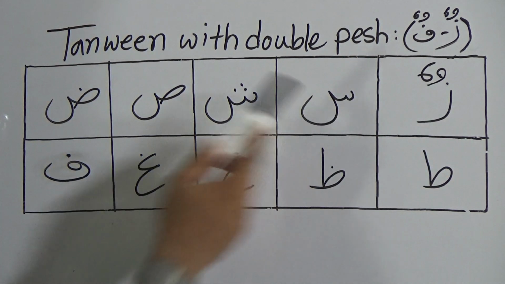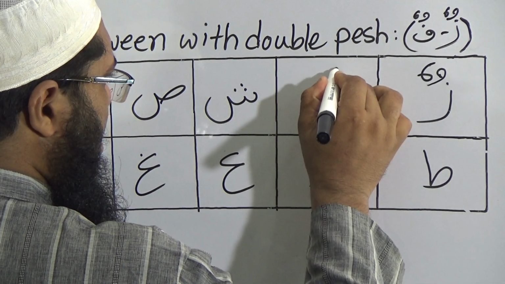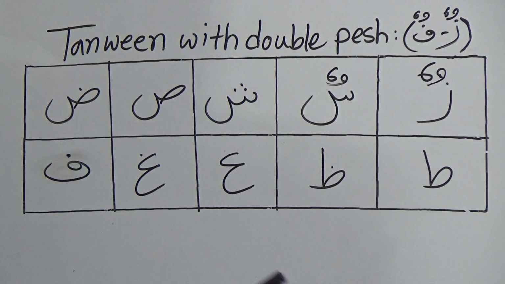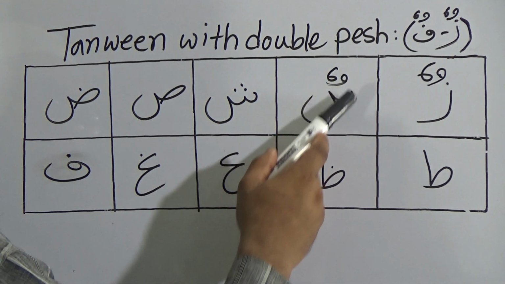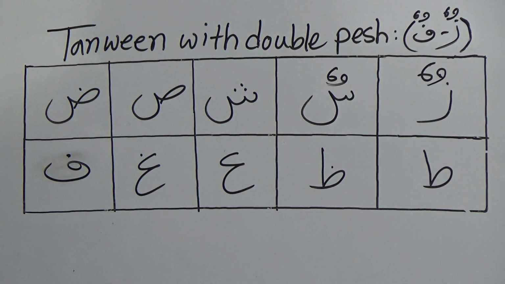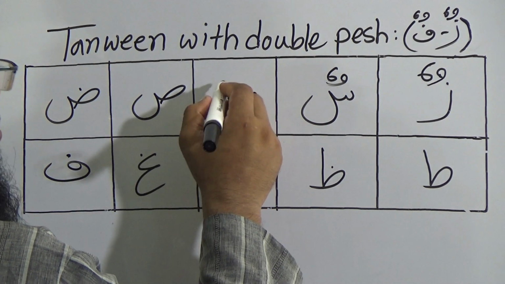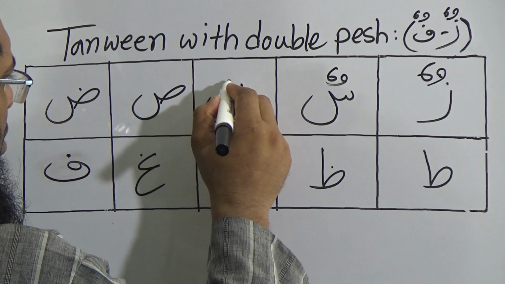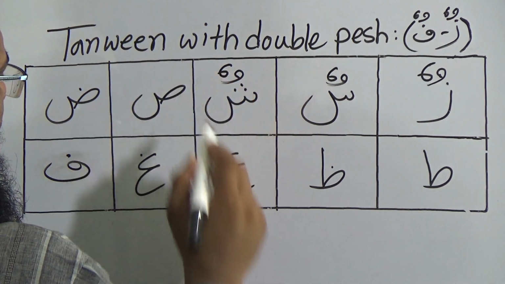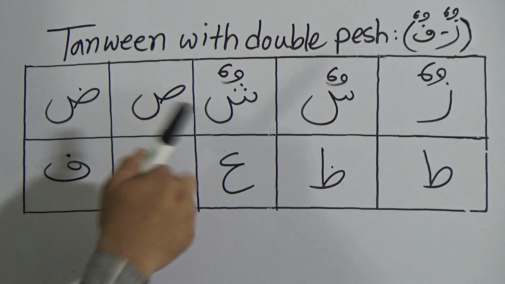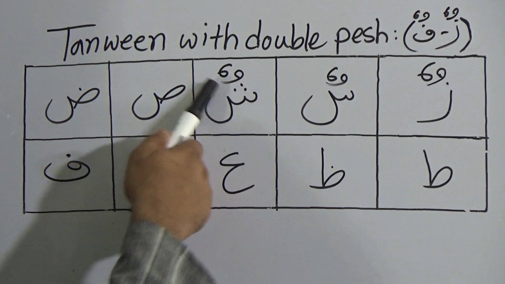Then this one is sin, my dear students. Now I am giving double pesh over the sin. Then you have to pronounce this one: sin dui pesh sun, sin dui pesh sun. Then, my dear students, you know that this one is Shin. Shin has 3 drops or nukta. Now I am giving double pesh over the Shin. Now you have to pronounce this one: Shin dui pesh shun, Shin dui pesh shun.